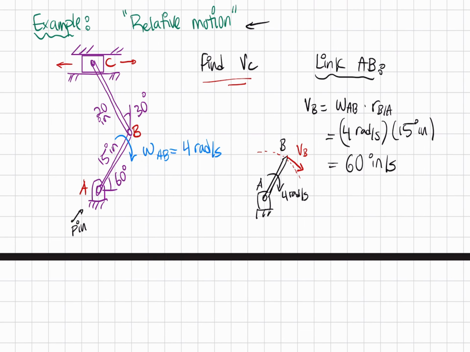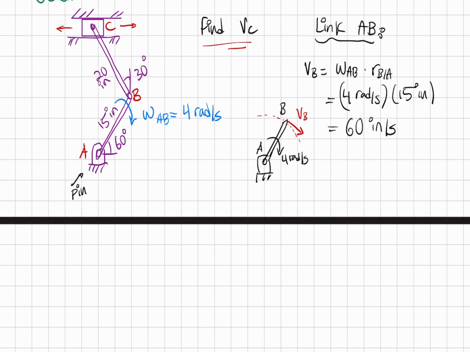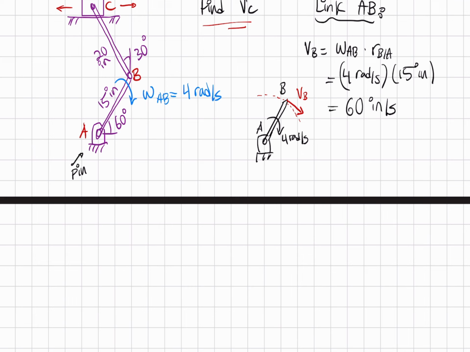Now we have velocity B, and we want to start looking at link BC. To begin, I want to take my velocity B and write it in vector format. In vector format, it will be VB bar.